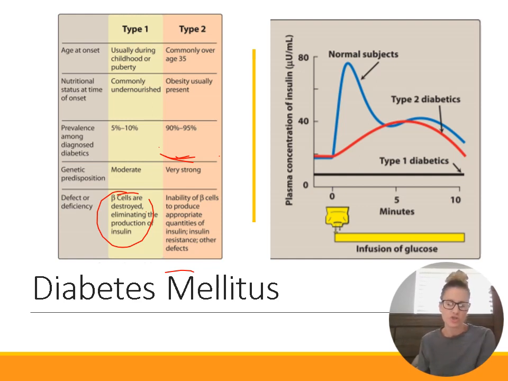If you can't get your sugar into cells, your cells are starving. They think they need nutrients, so that stimulates hunger. The polyuria is because of the glucose in the urine, and that's another thing that we'll see. We'll see glycosuria, or glucose in the urine.